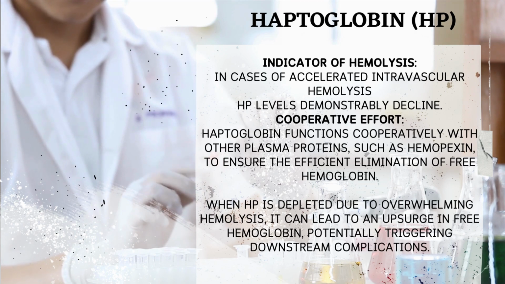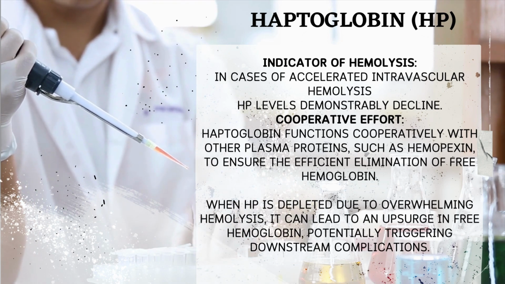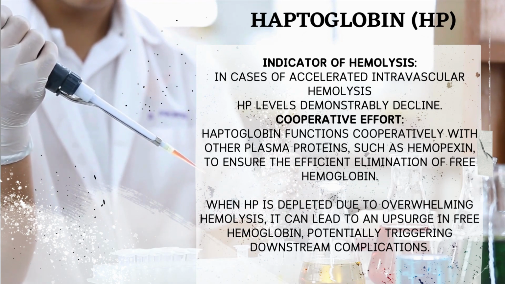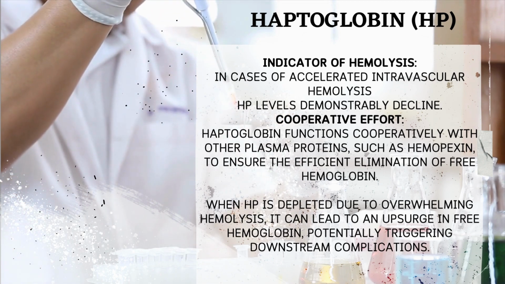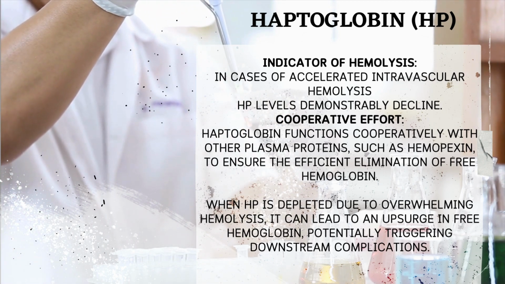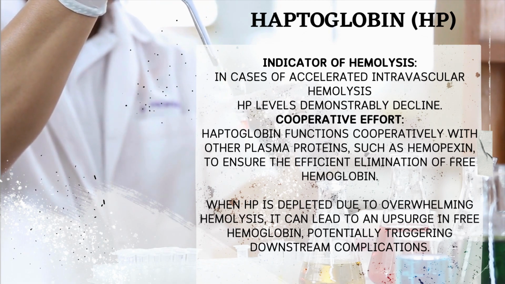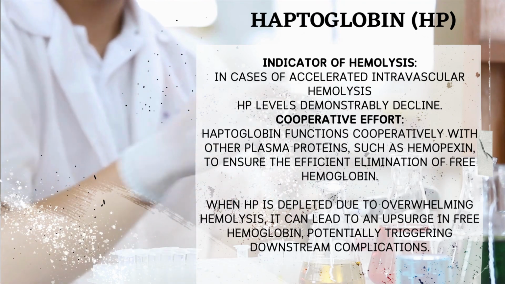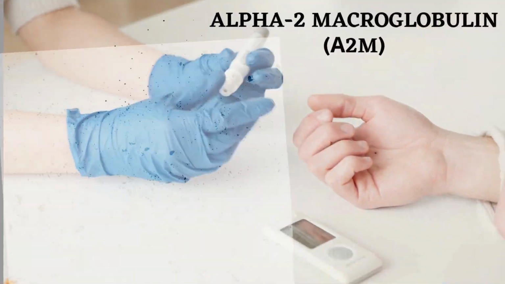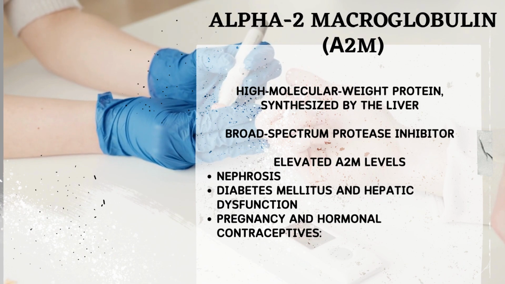Cooperative effort. Haptoglobin functions cooperatively with other plasma proteins, such as Hemopexin, to ensure the efficient elimination of free hemoglobin. The importance of haptoglobin: when HP is depleted due to overwhelming hemolysis, it can lead to an upsurge in free hemoglobin, potentially triggering downstream complications. Alpha-2 macroglobulin, the protease inhibitor.